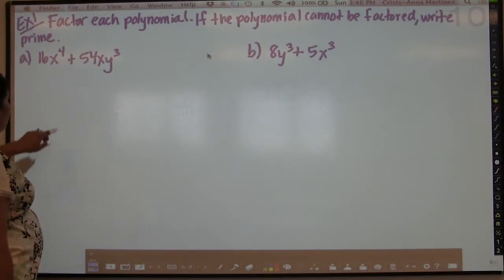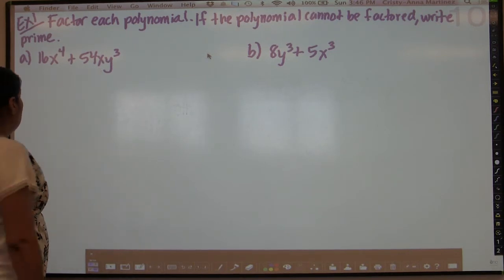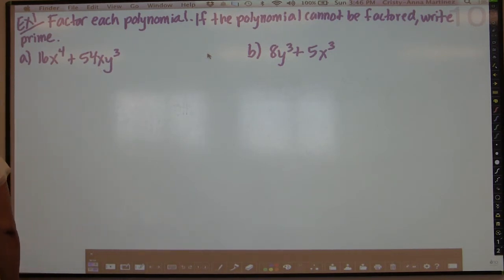For example, here I consider that both of these terms have an x, and both of them are divisible by 8, I believe.